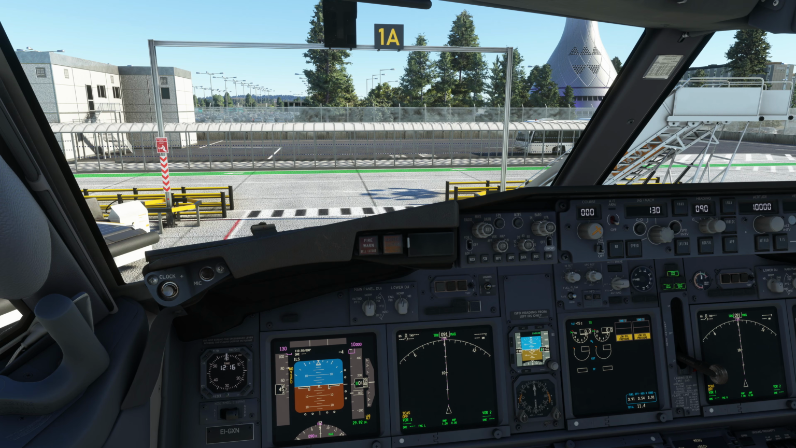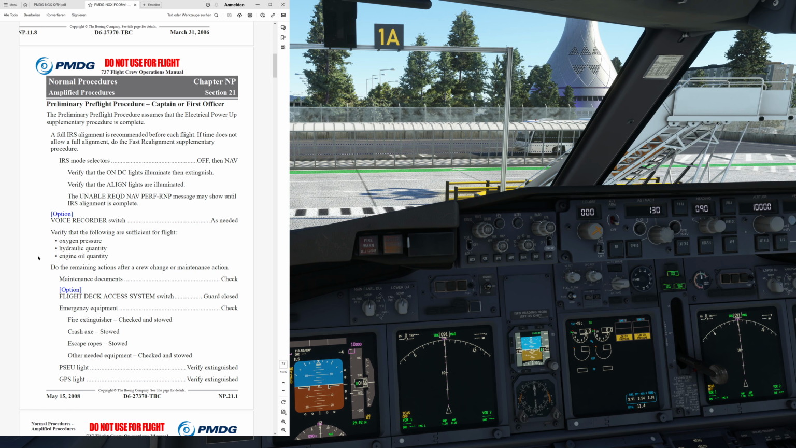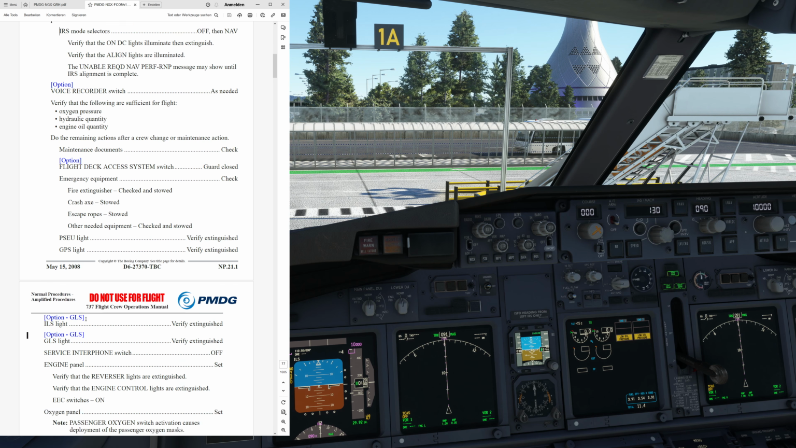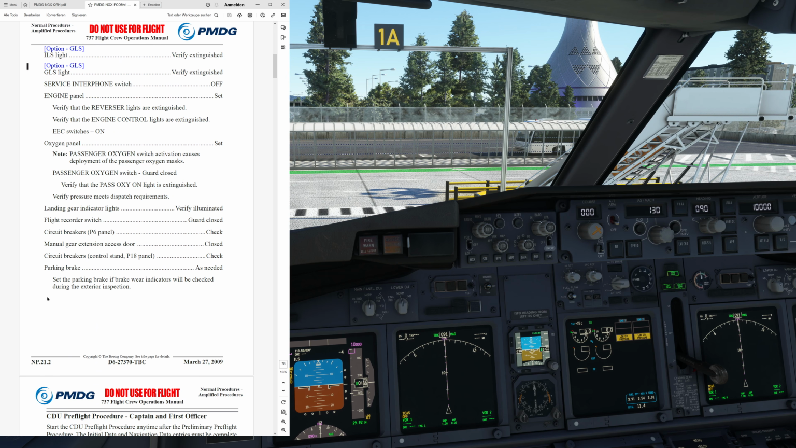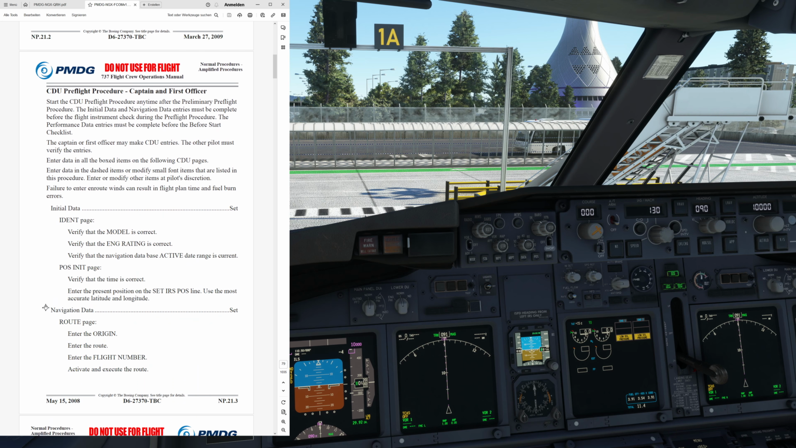Well, there is a difference between a checklist and what we call a flow. A flow is a whole procedure that basically tells you every single thing you want to do. An example of a flow we can see over here on the FCOM from the 737. So in here, for example, we've got the preliminary pre-flight procedure, and you can see that there is all kind of very detailed information in here, like full IRS alignment is recommended before each flight, IRS mode selectors off, then nav, verify that the lights illuminate, then extinguish, and so on. And this is the kind of stuff that pilots have to learn by heart, and this is the stuff that in airline operation pilots are basically executing on every single flight.